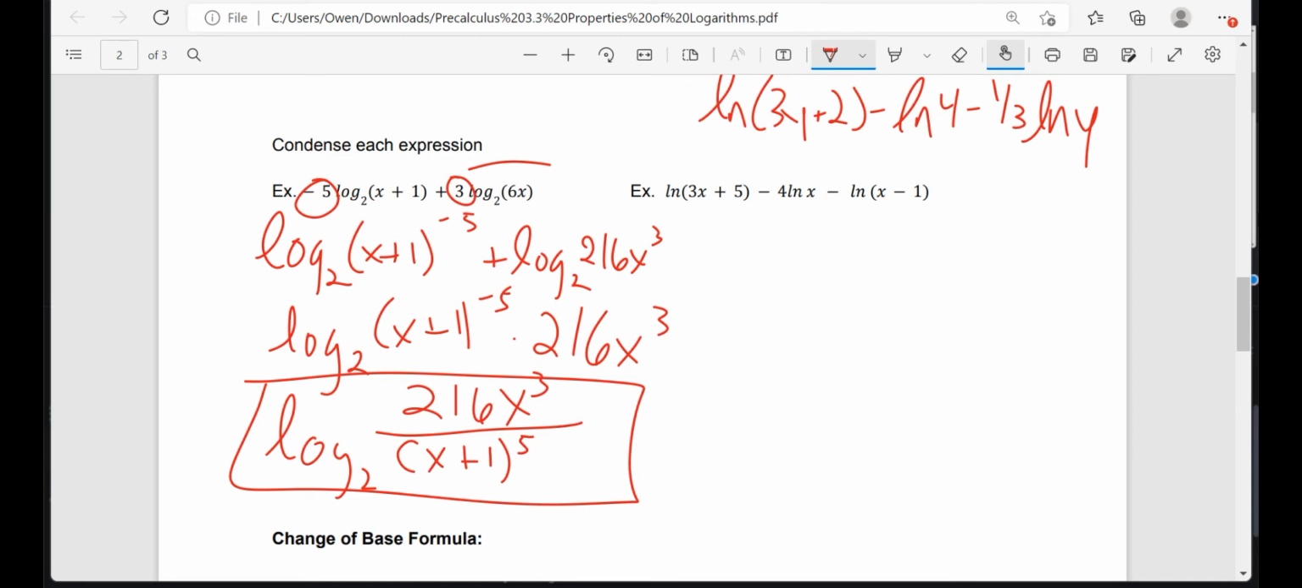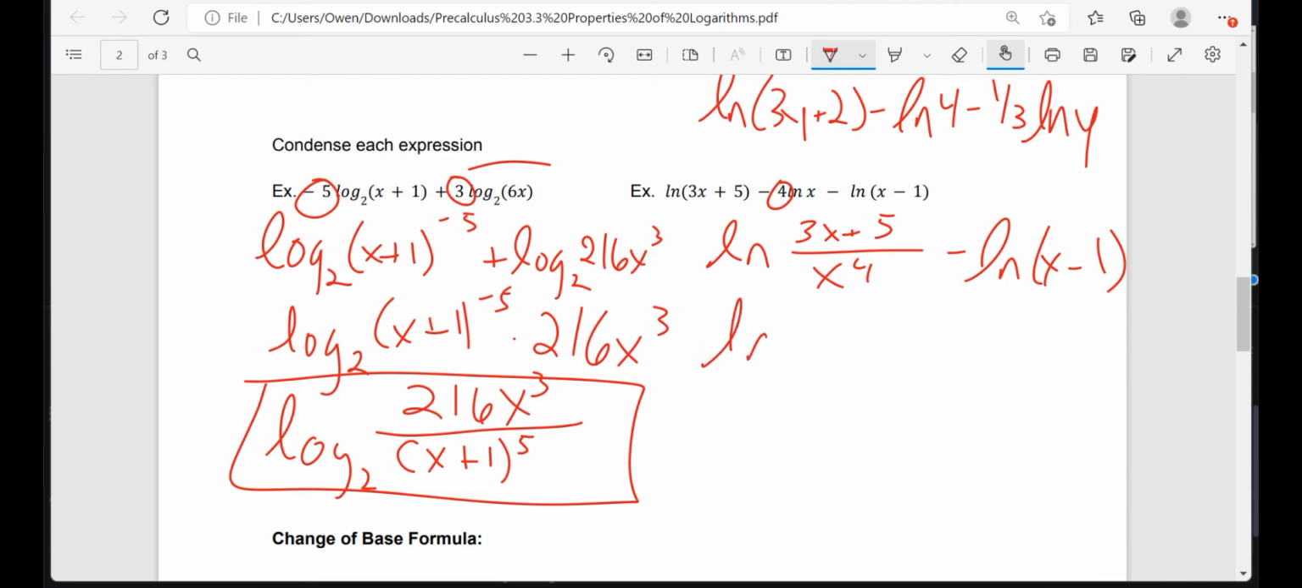Next, this one. So I see subtraction, so you're dividing. So divide one at a time. Also, I see that 4, so it needs to go to the exponent, okay? So we got ln of 3x plus 5 over x to the fourth minus ln of x minus 1. You're dividing again, so we're going to throw that x minus 1 to the denominator. So you're going to get ln of 3x plus 5 over x to the fourth, x minus 1. There you go. There's your answer.